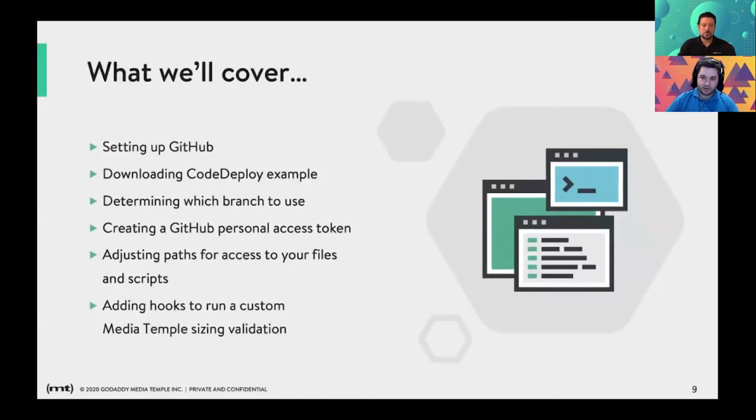So what we're going to be covering today in the demo is setting up GitHub, downloading CodeDeploy examples, determining what branch to use, setting up your GitHub personal access token, which is really important because none of this integration works without that personal access token, as well as adjusting the paths for your files and scripts and adding hooks for some of the Media Temple custom sizing validations and other Media Temple specific functionality that we wrote to make your life easier, to eliminate some of the problems that are common with CodeDeploy and help you move forward in a way where those are things you don't have to worry about.